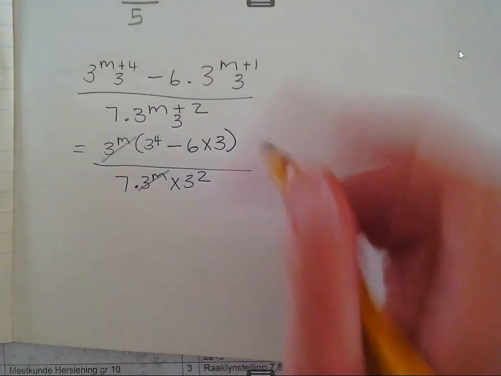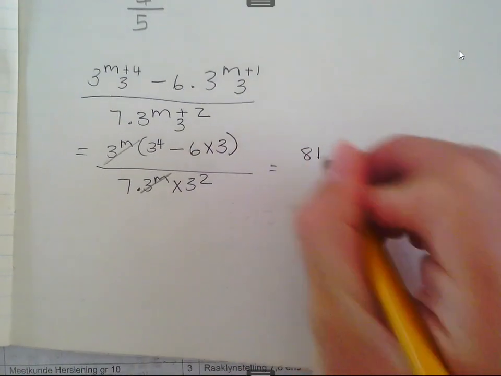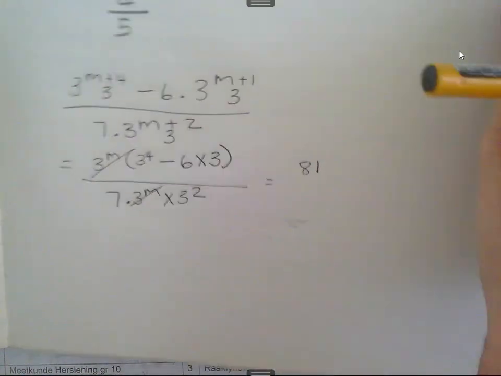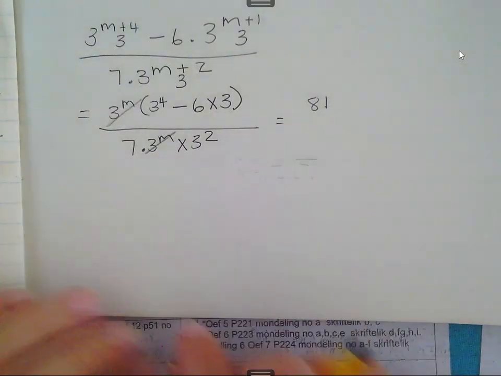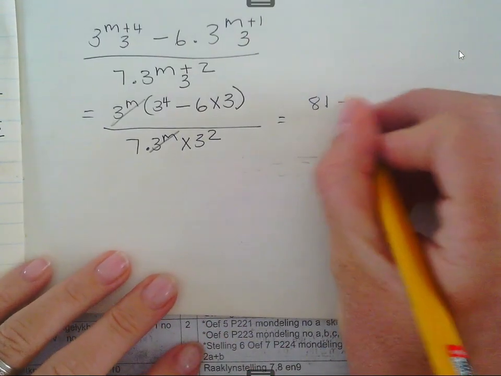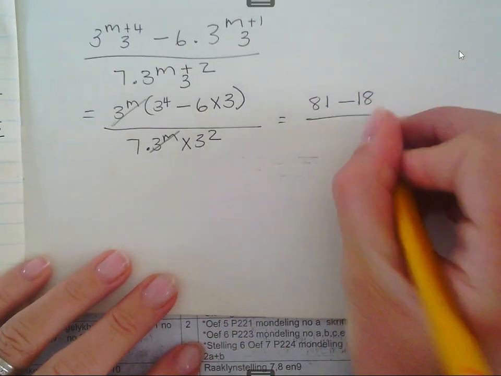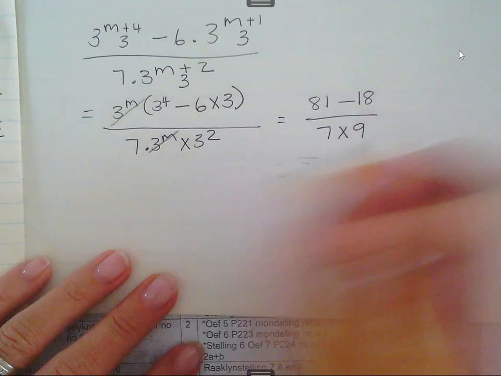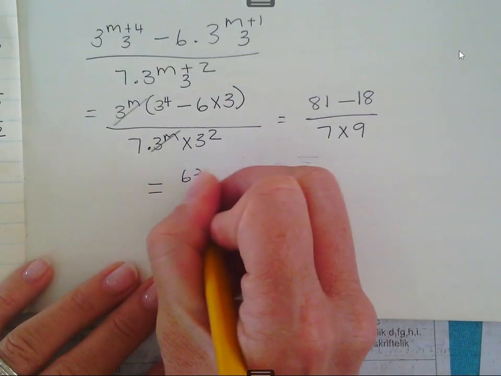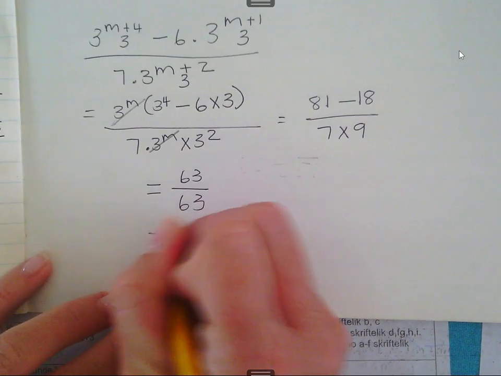Here I've got 81. Don't ever work next to each other like I'm doing now. I'm afraid I won't have enough space. 81 minus 18 over 7 times 9. That gives me 63 over 63, and that's equal to 1.